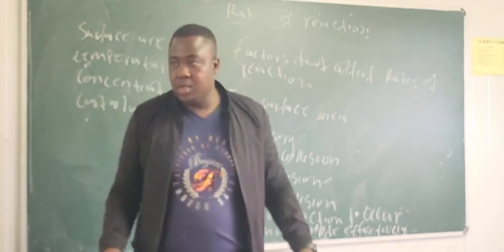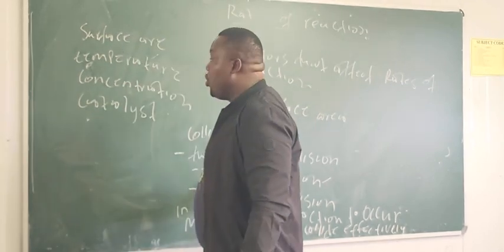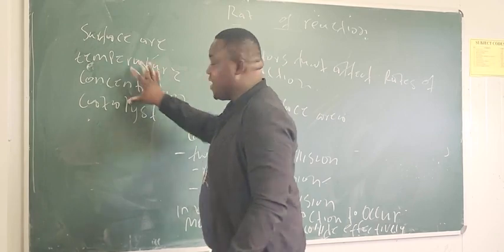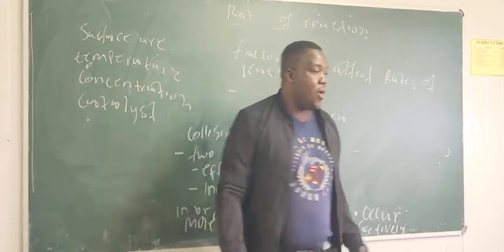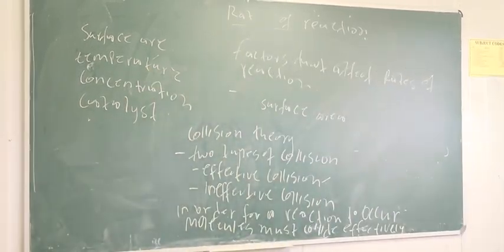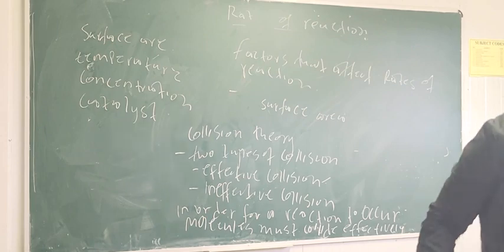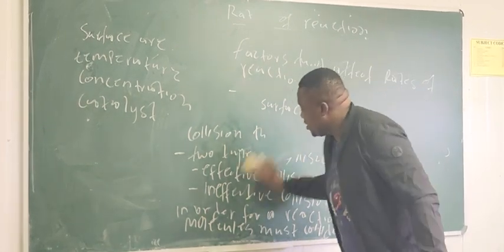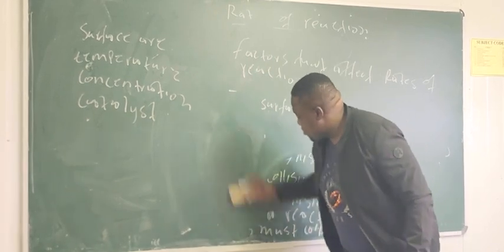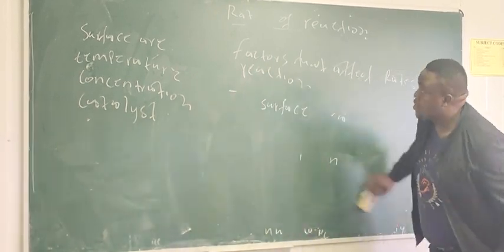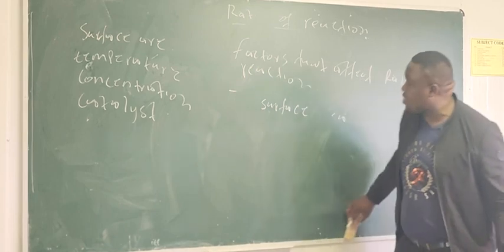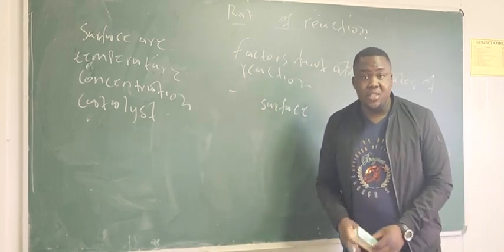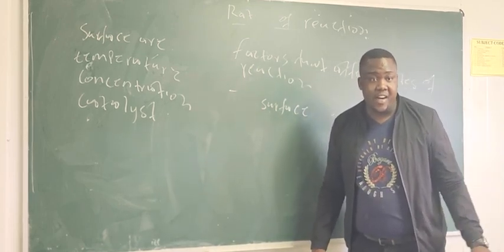So they will not ask you to state this alone. You will use this with the factors. Let me show you how we use that with the factors. We are good, right? Collision theory. So now, let us talk about surface area. How does surface area cause the rate of reaction to be faster?